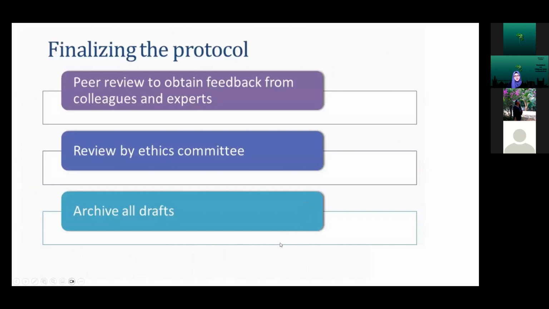Then as we finalize the protocol, it is best to give the protocol for peer review and obtain feedback from colleagues as well as experts. Then it is reviewed by the ethics committee and approval is obtained from the institutional ethics committee, and it must be ensured that the drafts are archived. All the data is archived.